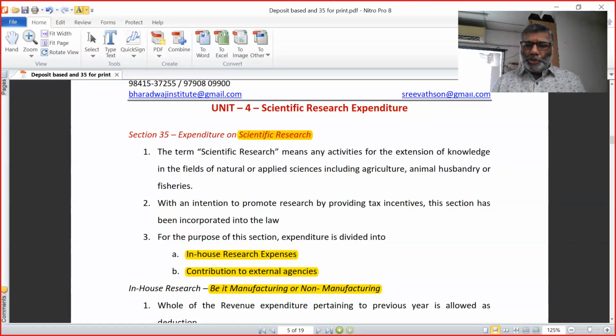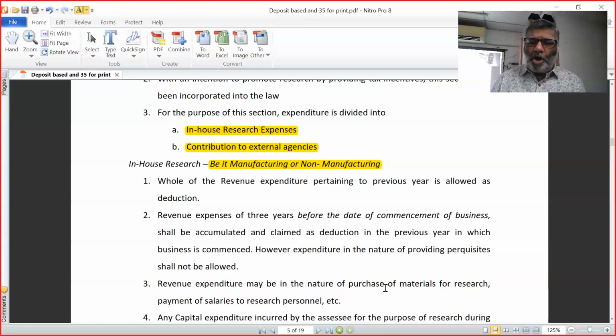So coming back, now, be it manufacturing or non-manufacturing, all revenue expenses pertaining to the previous year are allowed. This is normal. Revenue expenses of 3 years before commencement of business can be accumulated and claimed. All through section 35 you are going to see this. Past period expenditure can be accumulated and claimed in the first year of operation.